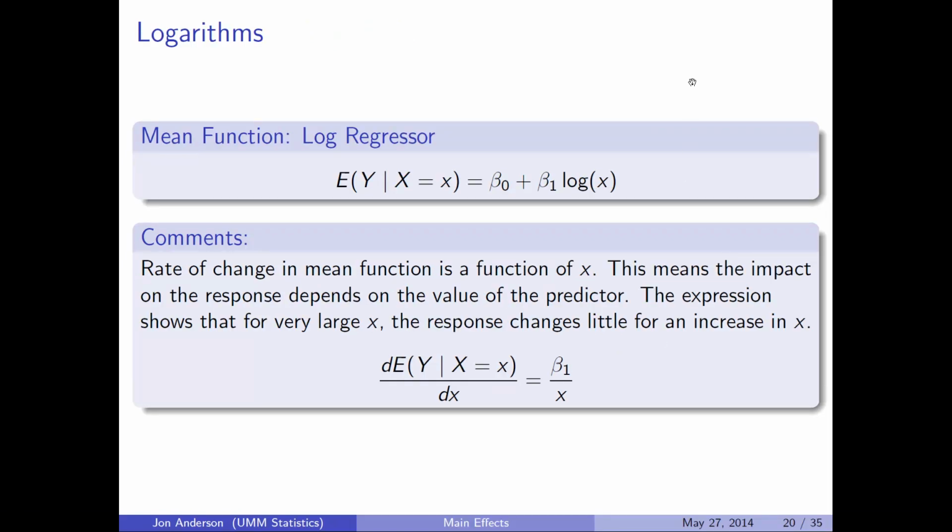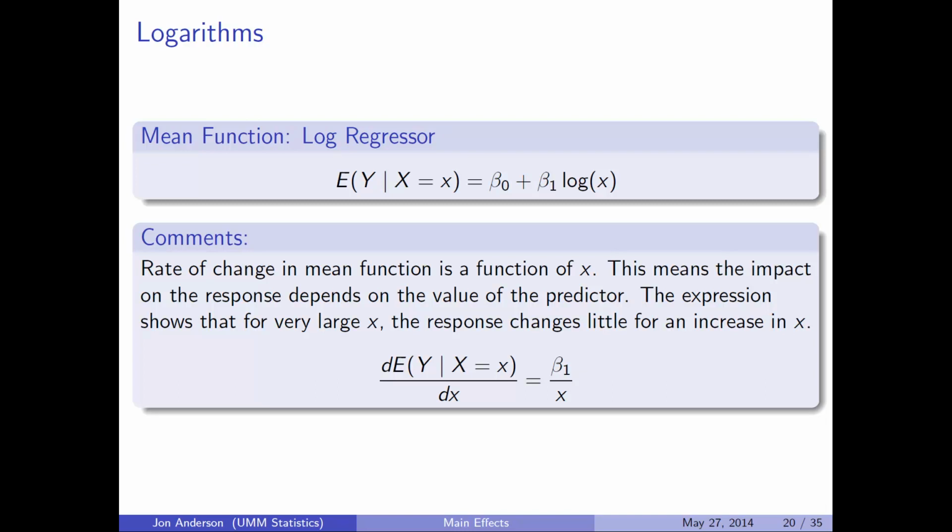However, if a predictor or a regressor is measured in the log scale, or we've taken the logarithm of a predictor, how do we interpret what beta 1 means? What I want you to observe is that if we take the derivative, or the change in the mean function, for a little bit of a change in x, what do we get? Well, the beta 1 coefficient is involved, but it's not just the beta 1 coefficient. It's the beta 1 coefficient divided by x.